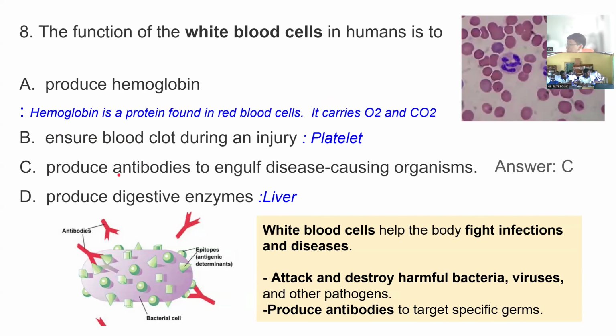The main function of the white blood cells is to produce antibodies. So here, as you can see, the antibodies are being produced, and white blood cells help the body fight infections and diseases as they attack and destroy harmful bacteria and viruses. That's the purpose of white blood cells.